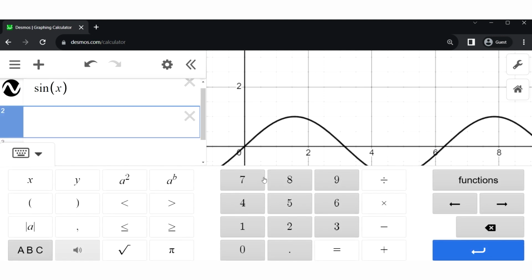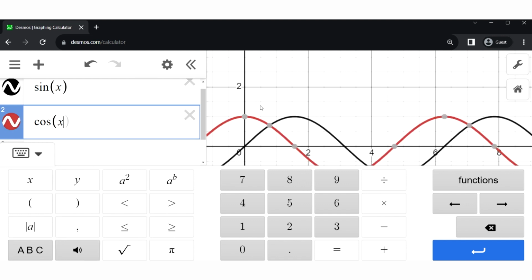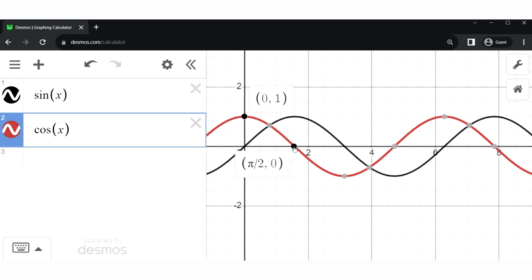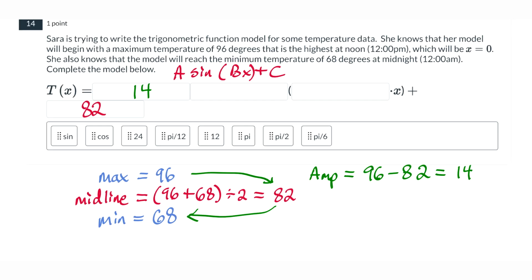Now, if we go ahead and do cosine, it has the same values, but they behave a little differently. Cosine starts at the maximum, goes down to the midline, then the minimum, back to the midline, then to the maximum. So since our function starts at the maximum, it's going to be a cosine function. So ours is going to be cosine. So not sine, cosine. Lastly, we just have to find this thing called frequency, which is based on the period.